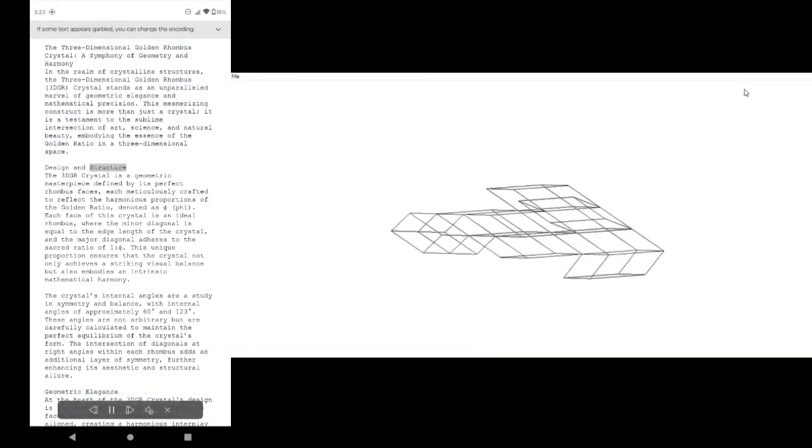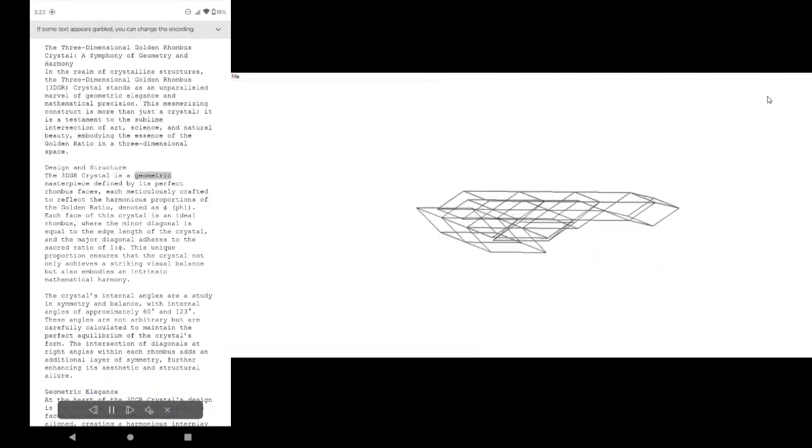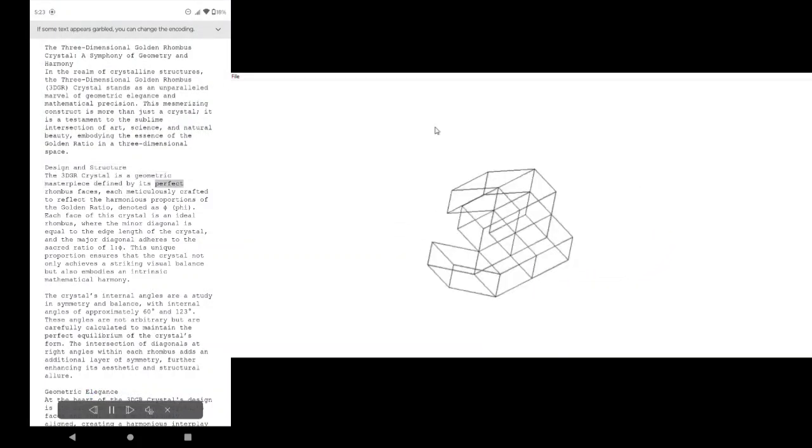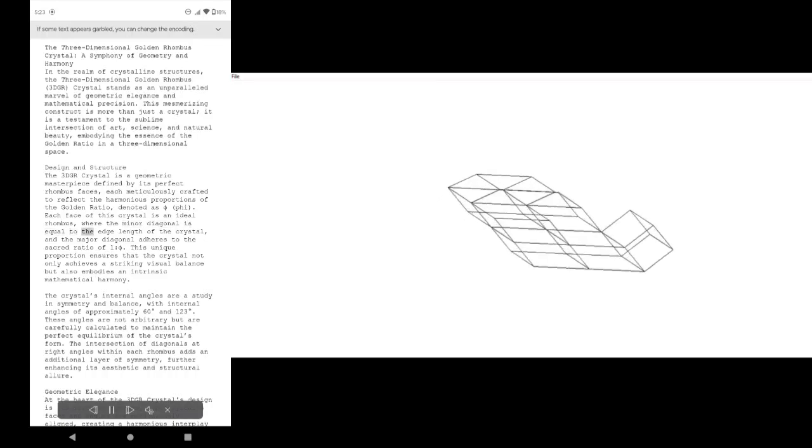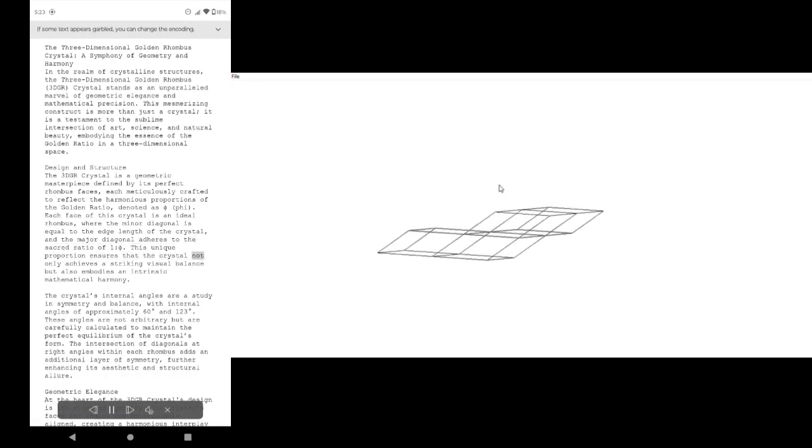Design and structure. The 3D-GR crystal is a geometric masterpiece defined by its perfect rhombus faces, each meticulously crafted to reflect the harmonious proportions of the golden ratio, denoted as phi. Each face of this crystal is an ideal rhombus, where the minor diagonal is equal to the edge length of the crystal, and the major diagonal adheres to the sacred ratio of 1 to phi. This unique proportion ensures that the crystal not only achieves a striking visual balance, but also embodies an intrinsic mathematical harmony.